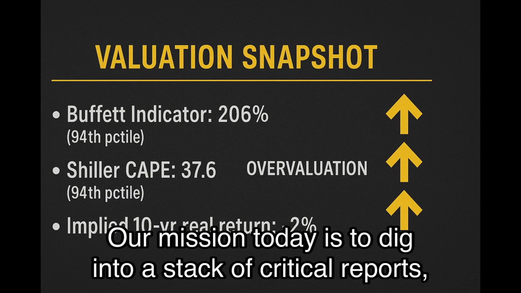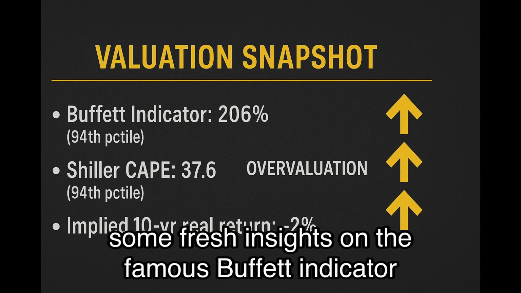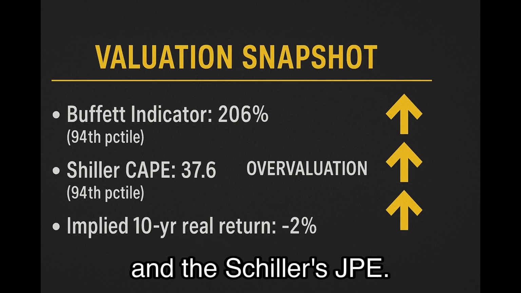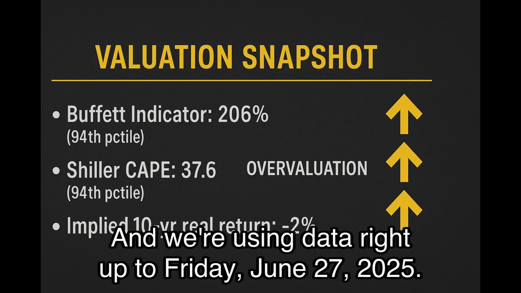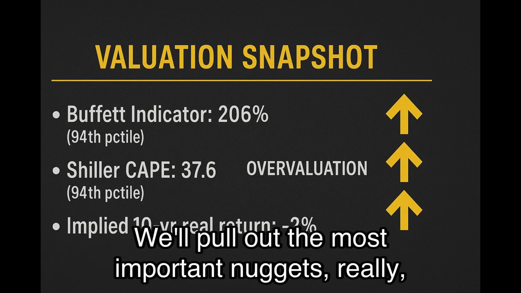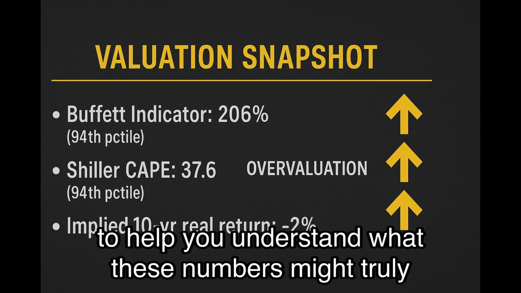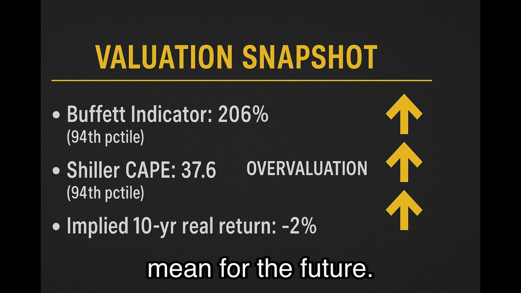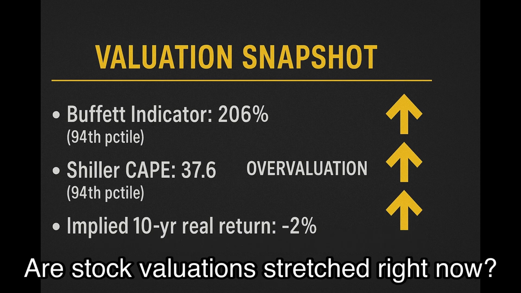Our mission today is to dig into a stack of critical reports, some fresh insights on the famous Buffett indicator and the Shiller CAPE. And we're using data right up to Friday, June 27, 2025. So pretty current. Very current. We'll pull out the most important nuggets to help you understand what these numbers might truly mean for the future. And that core question: are stock valuations stretched right now?